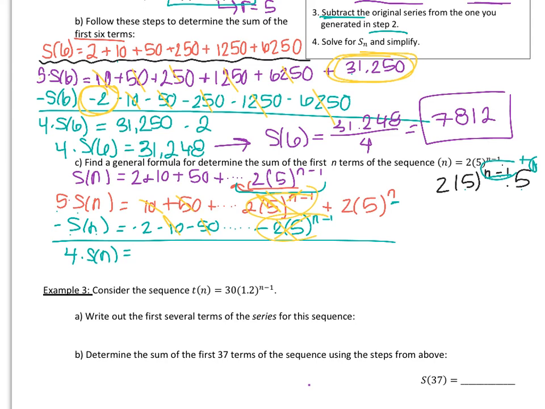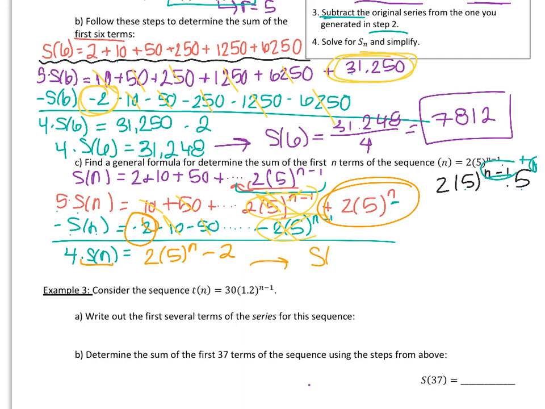Okay, so I'm left with this -2, and I'm left with this 2 times 5 to the n. So I'm going to actually write them in that order. 2 times 5 to the n minus 2. And then think about how we would solve for S of n. All we would do is divide by 4. So I'm going to summarize that.